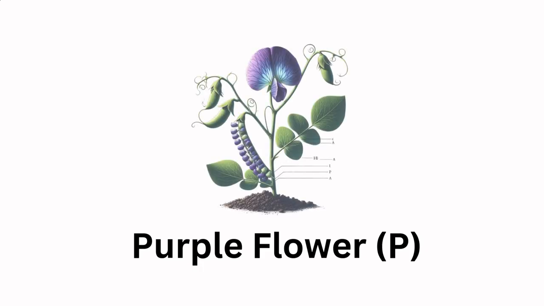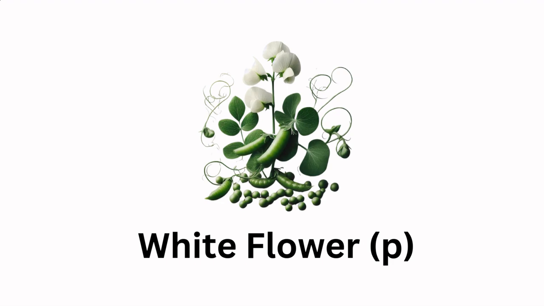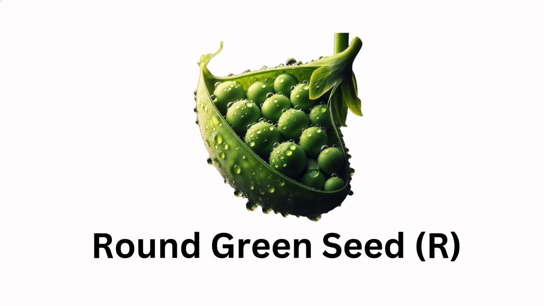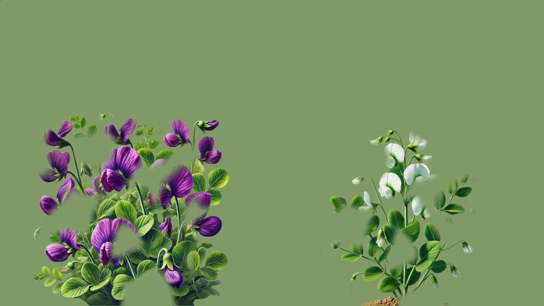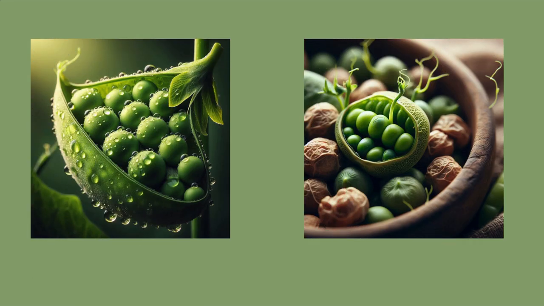Let's say the allele for purple flower is capital P and the allele for white flower is small p. Then let's say the allele for round seeds is capital R and the allele for wrinkled shape is small r. When a pea plant forms gametes, sperm or eggs, the allele it passes on for flower color, purple or white, will be chosen independently of the allele it passes on for seed shape, round or wrinkled shape.